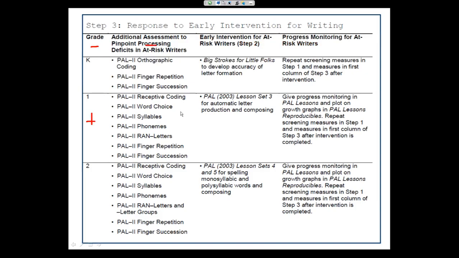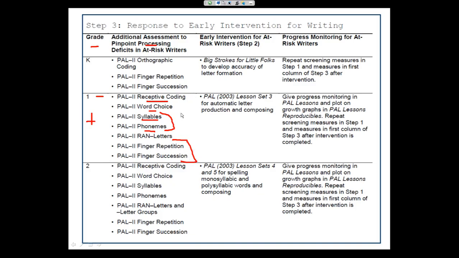And on this one, look at receptive coding, word choice, PAL2, the syllables, phonemes. Again, you're looking at both the receptive coding, which is orthographic, syllables, and phonemes, which is phonological. And then here, 2 components that look at the output, the kinesthetic visual component here, or the visual motor integrative demand.